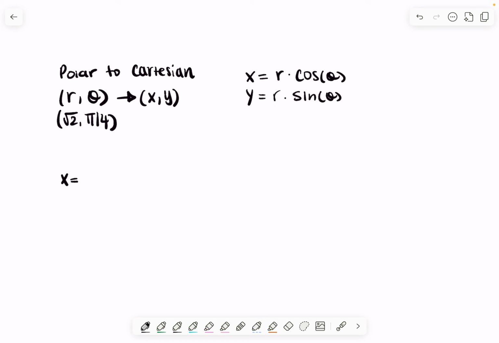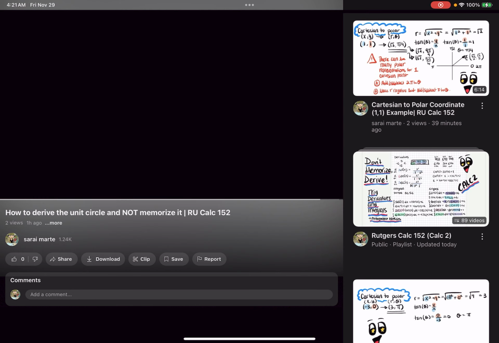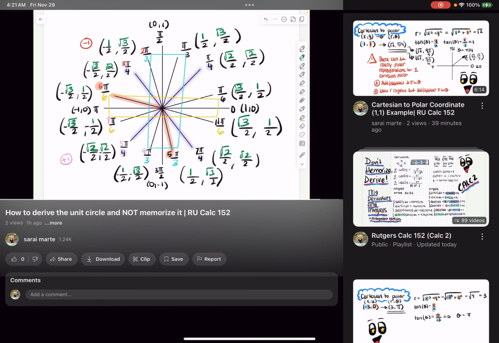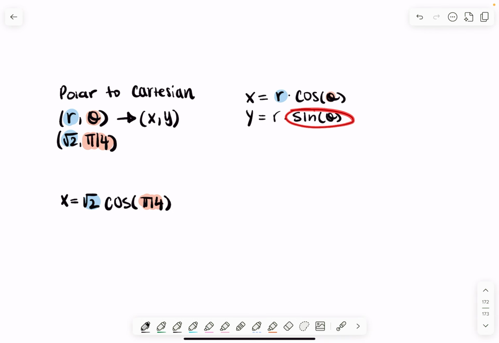So to find x, you're going to take the radius, which is the square root of 2, times cosine of pi over 4. And so you would go to your unit circle, and by the way, I do have a video on how I derived this exact unit circle. You don't have to memorize it, so watch that if you are not comfortable with the unit circle. But the idea is we want cosine of pi over 4. Pi over 4 is over here. Remember, c comes before s in the alphabet. Cosine is square root 2 over 2. And sine will also be square root 2 over 2. So we'll keep that in mind when we get to this part.